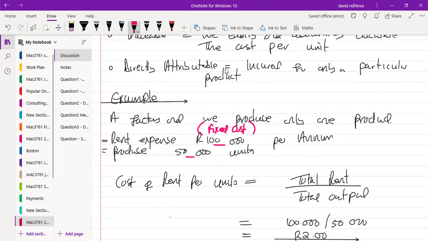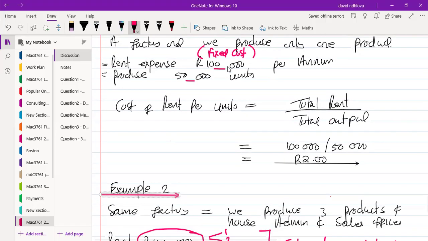However, in instance number one, we only had one product to produce, and it was being produced in an exclusively factory environment. It means the admin have their own offices elsewhere where they don't share the rental expense. This rental expense of 100,000 is isolated to the factory, and there is one product being produced there. So all we have to do is say, what is the total rental expense for the year? How many units did we produce? And then we split equally between the products. And that is an acceptable, accurate cost per unit.